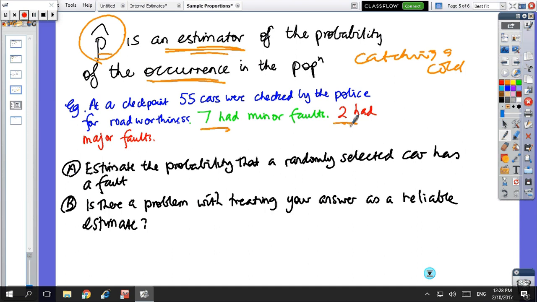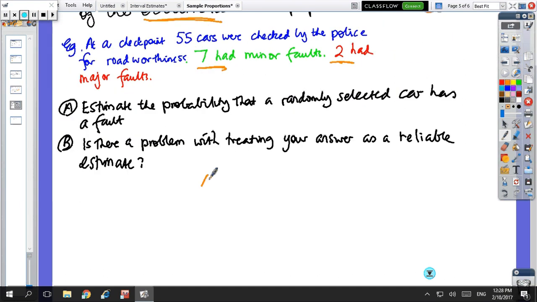In part A, P hat, we had 7 plus 2, so we had 9 cars with faults out of 55, and that is approximately equal to, I think, about 0.16. So that's the easy part.